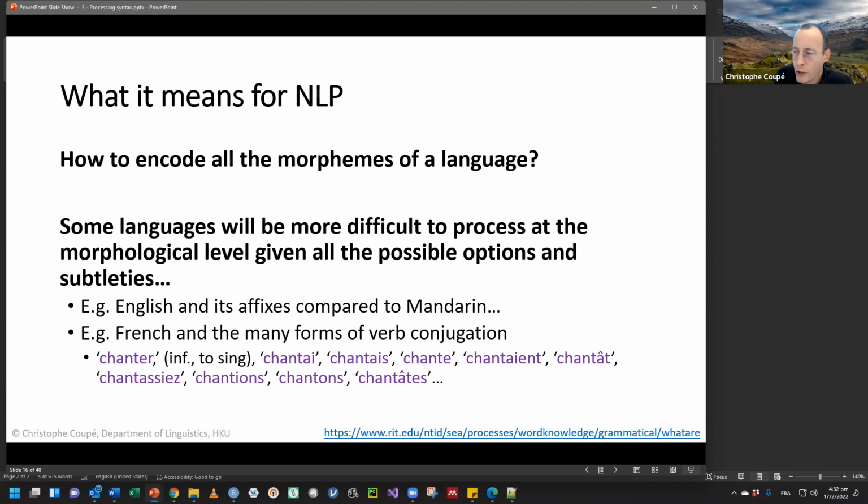Now, if you speak French, or if you have tried to learn French, you know that some parts of French are already crazy when you have to learn it, and when you didn't learn it as a young child, especially verb conjugation. If you think of the verb chanter, to sing, infinitive form, chanter, chantait, chante, chantait, chanta, chantassiez, chantions, chantons, chanta. These are all possible conjugated forms of the verb.